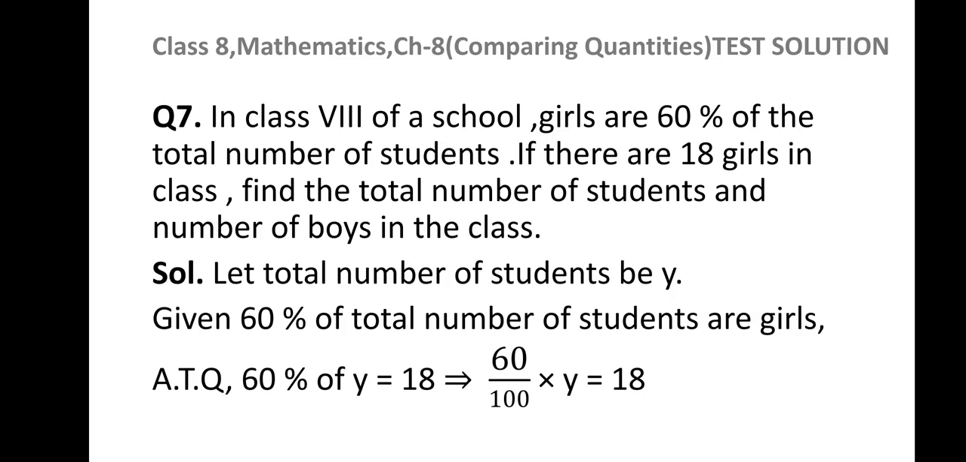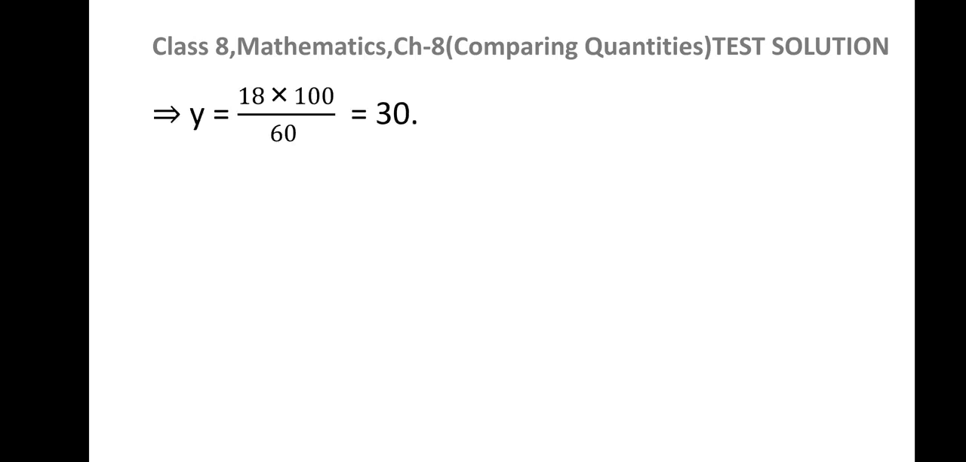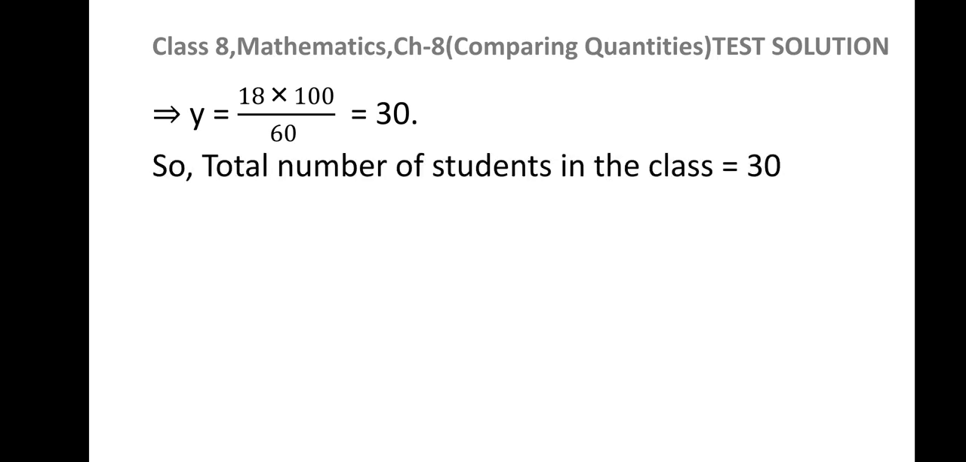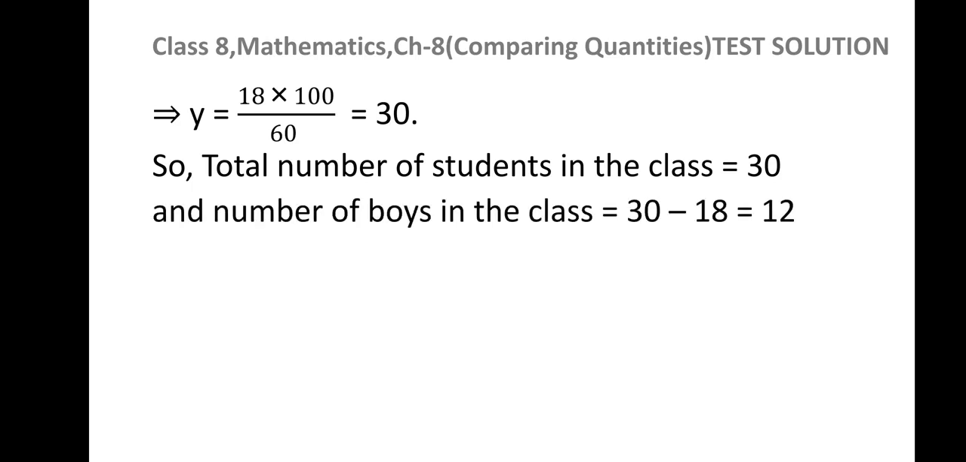So the equation will be 60% of Y is equal to 18, and as percentage sign is given to us, it will be 60 over 100 into Y is equal to 18, and then Y is equal to 18 into 100 over 60, which will be equal to 30. So total number of students in the class are 30 and number of girls are 18. So we can find number of boys. Number of boys will be 30 minus 18, that will be equal to 12.